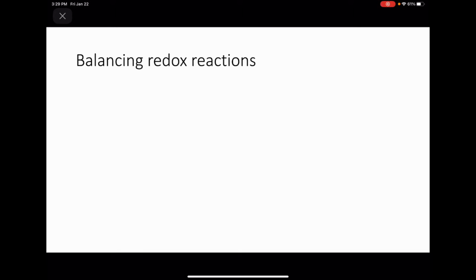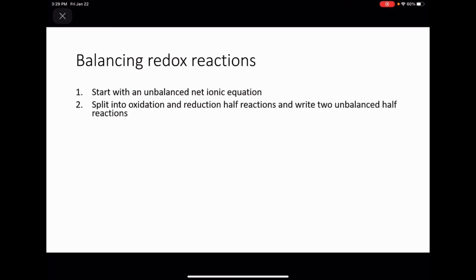So we'll start out with the unbalanced net ionic equation. So we're going to get rid of any of the spectator ions. Those we just don't care about in a redox reaction. And then what we're going to do is split it into two half reactions. So one will be the oxidation half, so whatever is undergoing oxidation, the reactant and the product go in that reaction, and a reduction half reaction. So we'll write two unbalanced half reactions. We'll split it out and balance the two reactions and then join them together in the end.